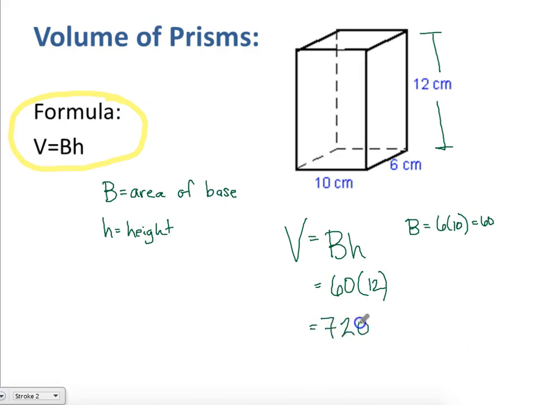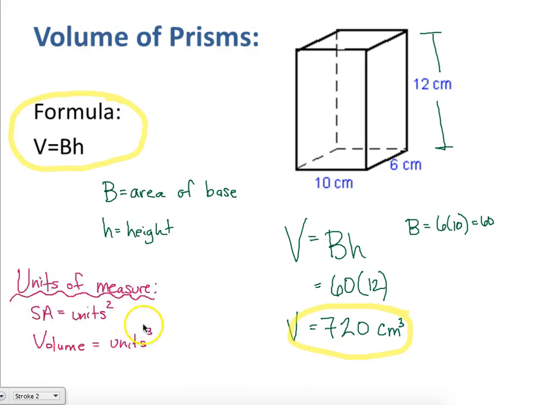My answer is not done though. What am I missing? Units of measurement. So now we're with volume, it's going to be cubed. Our units of measurement are going to be cubed. So remember, with surface area, your units of measurement will be squared, whereas with volume, your units will be cubed. So write that down in your math notebook. Don't leave out units of measurement. It is part of your answer, and then know the correct units to use, whether you're working with surface area or with volume.